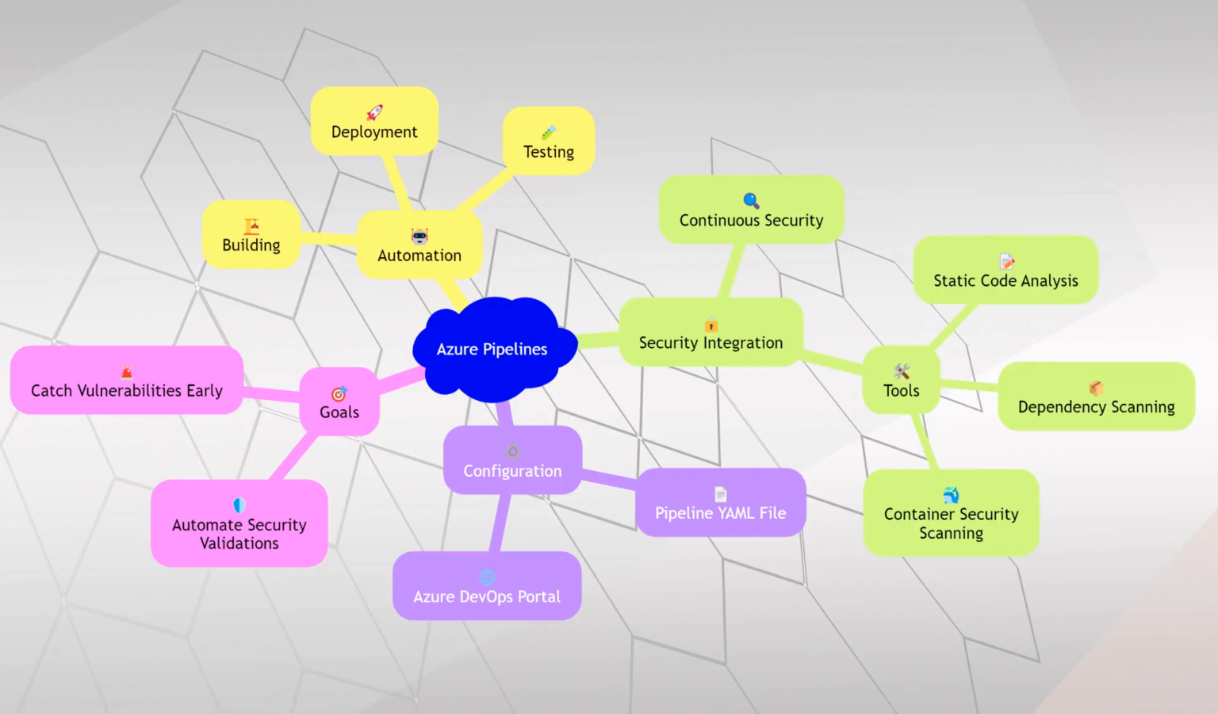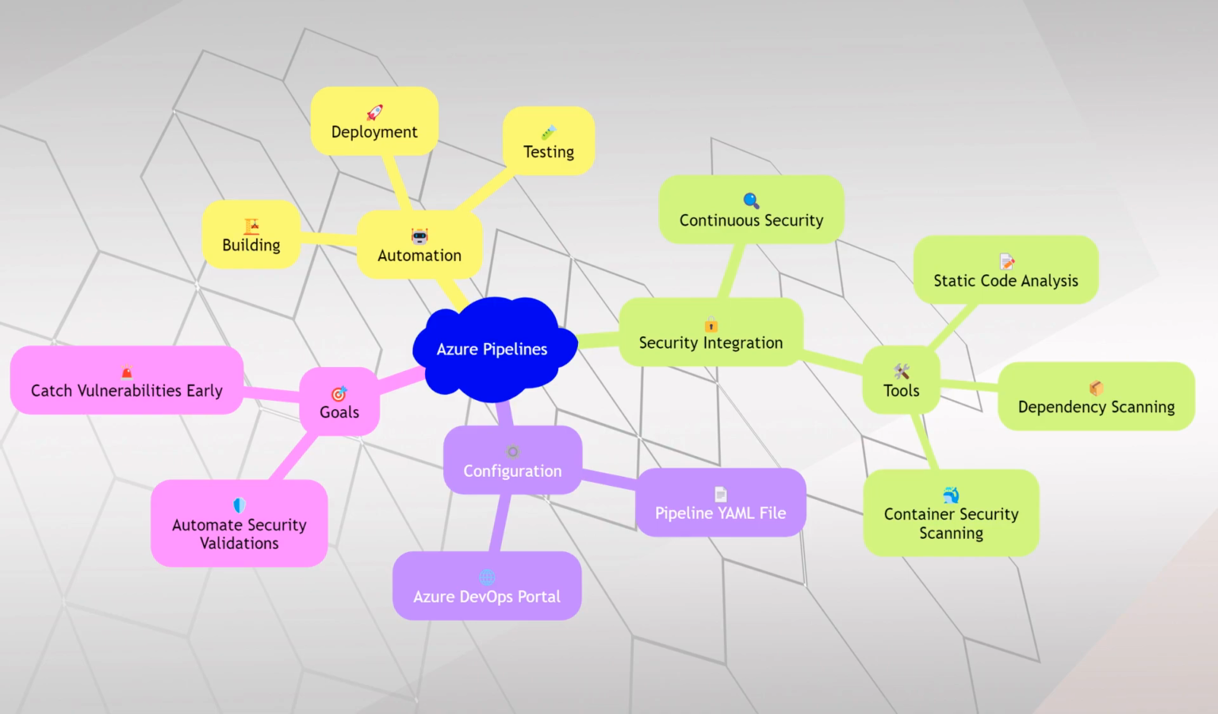Azure Pipelines enable you to automate the building, testing, and deployment of your applications. By integrating security checks into your pipelines, you can ensure that security is a continuous part of your development process. Use tools like static code analysis, dependency scanning, and container security scanning within your pipelines. Configure these tools in your pipeline YAML file or through the Azure DevOps portal to automate security validations and catch vulnerabilities early.